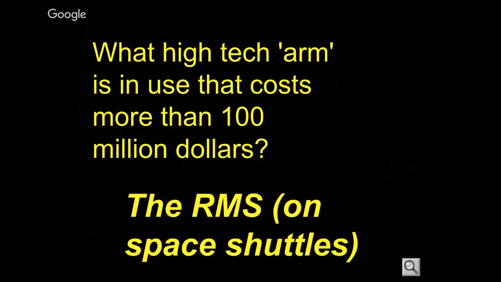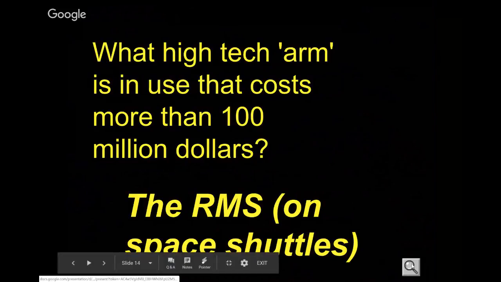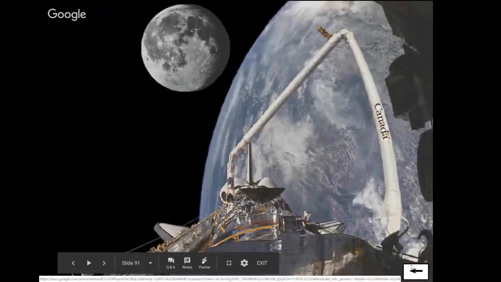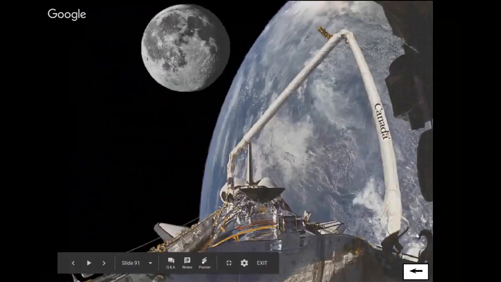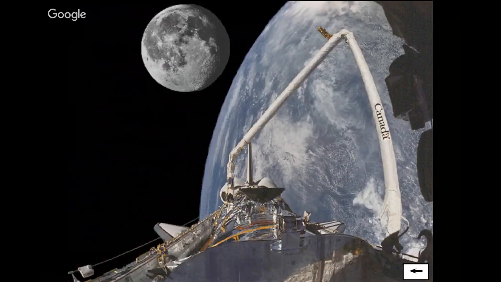Well, I'll tell you. It's that arm on the... I know we don't think about the shuttle anymore, but here's a picture of the space shuttle, and you see that arm coming out of the dock that was made by Canada. Awesome technology. And by the way, we've got a copy of that on the space station now.